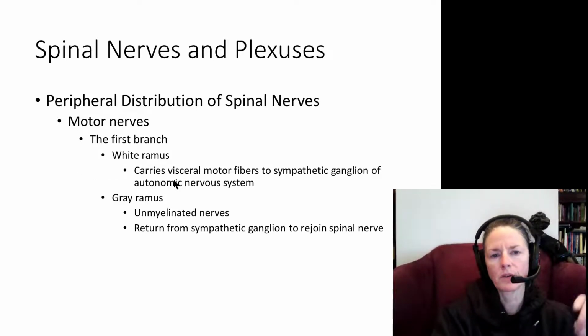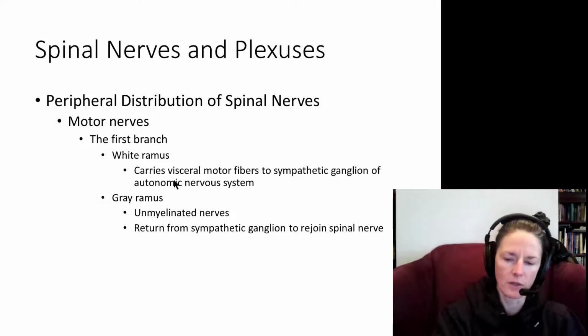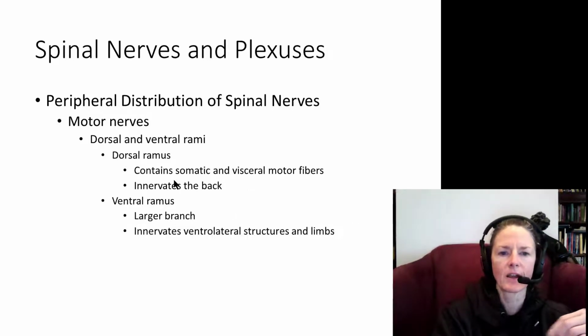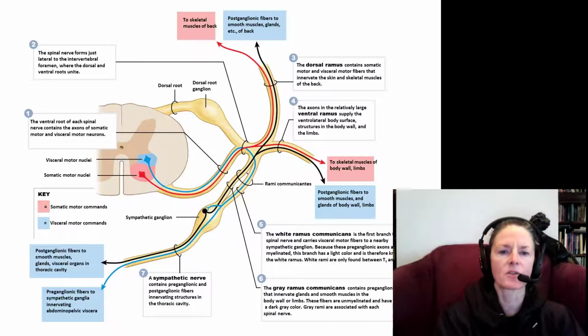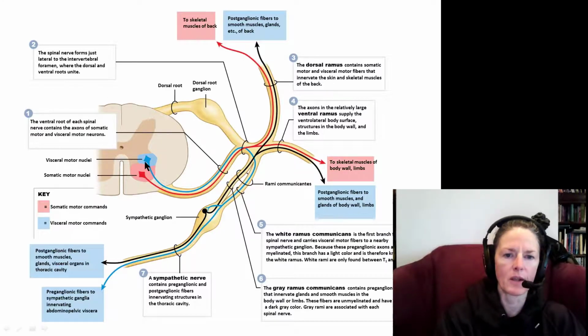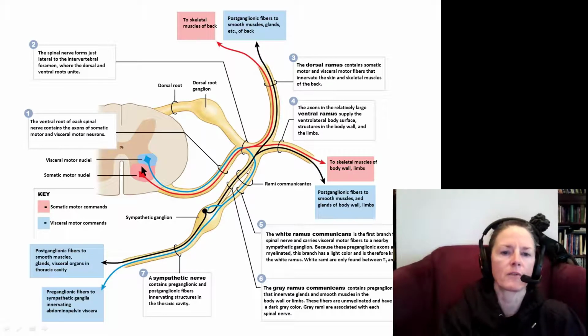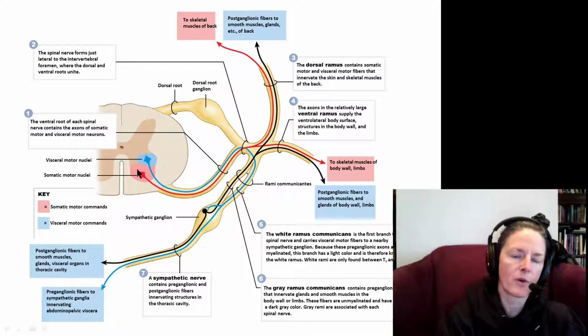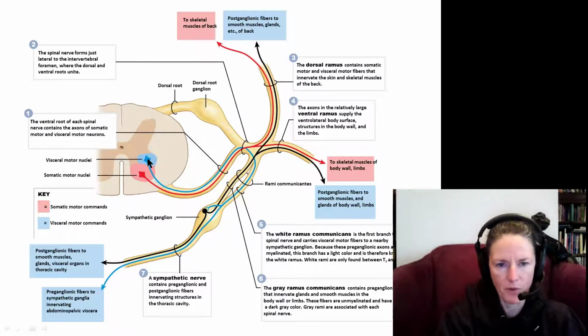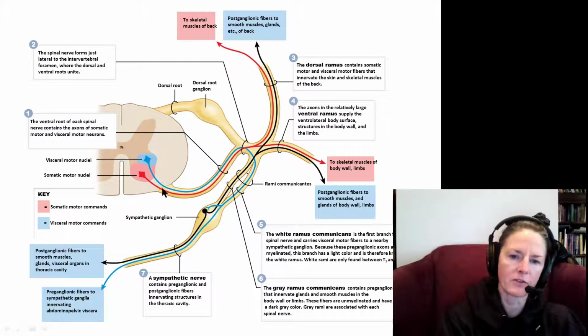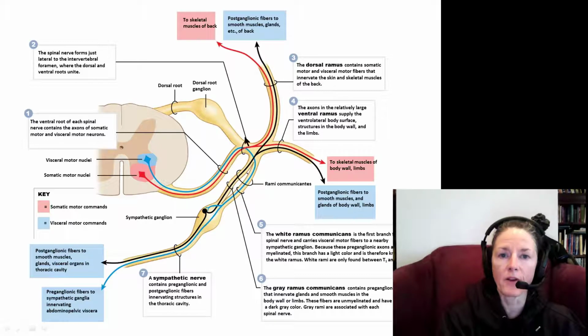All right, so let's look at the individual segments and how a spinal nerve is formed. So let's pass all of this and get to the actual picture. So here we have, and we're going to focus on motor stuff first. So we're going to focus on the somatic and visceral motor nuclei. Now both of these are going to have their axons leave through the ventral root, where they will then join the spinal nerve. We will see that the spinal nerve will have several branches coming off of it.